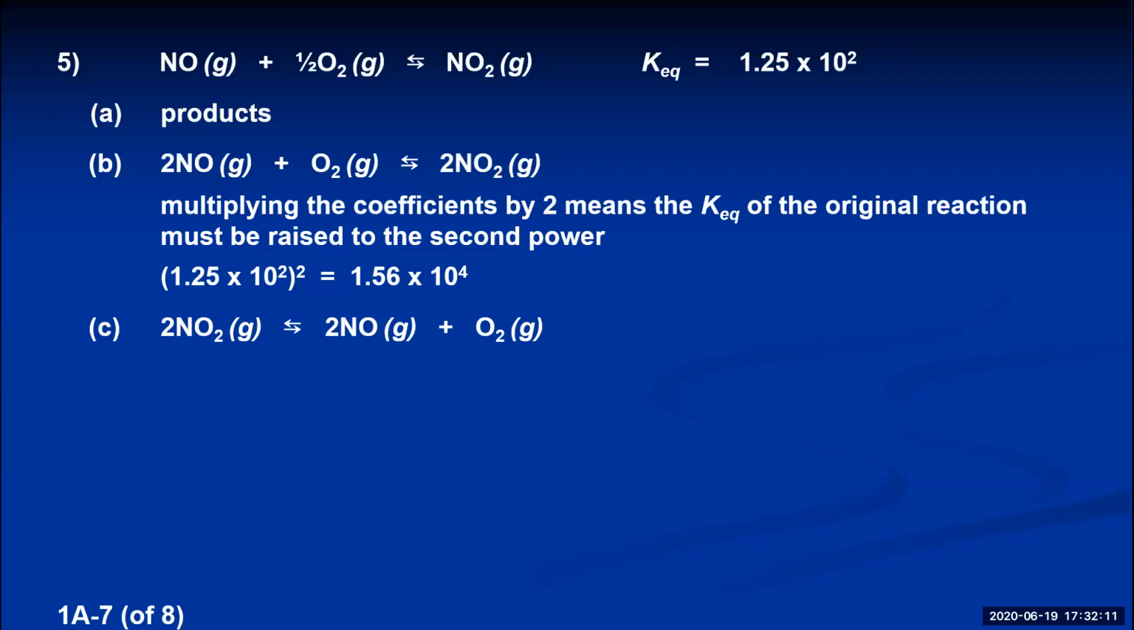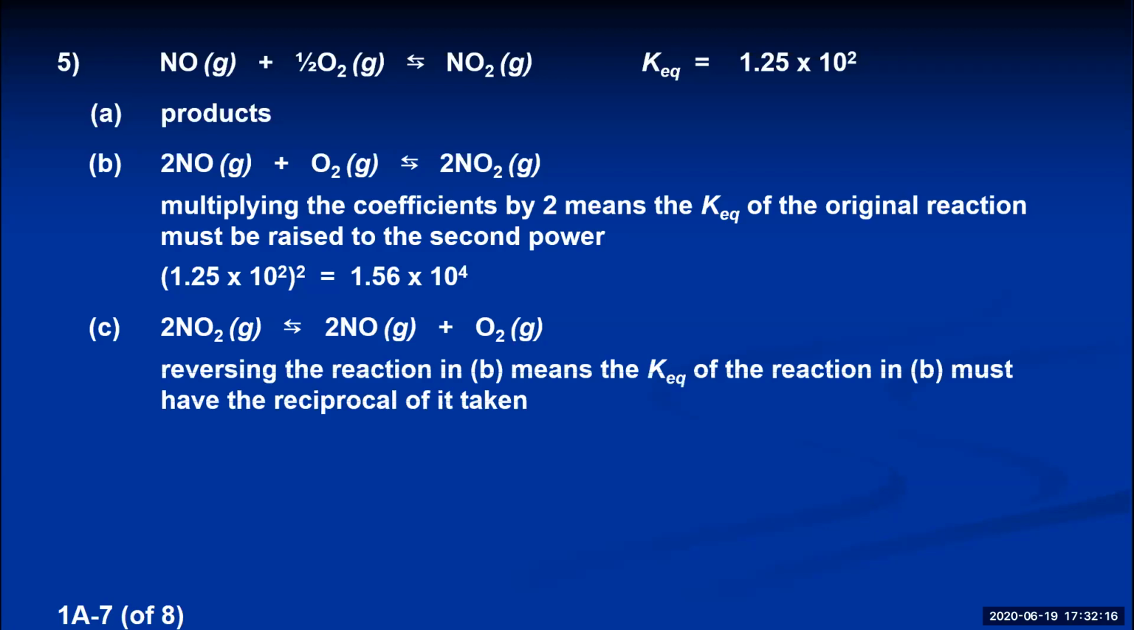They're the reverse. So if you ever reverse a reaction, you take the reciprocal of the equilibrium constant. So if we reverse the reaction in B, that will give us the reaction in C. So the equilibrium constant for the reaction in B must have the reciprocal of it taken. So if we take the reciprocal of the 1.56 times 10 to the fourth, and I'm going to use the guard digits that I would have calculated in part B, and I take the reciprocal of that, which mathematically is raising it to the -1 power, I'll get the equilibrium constant for the reaction in part C, which would be 6.40 times 10 to the -5th.